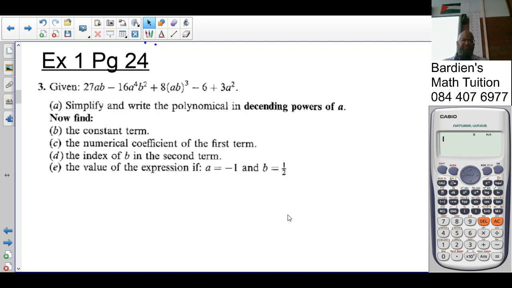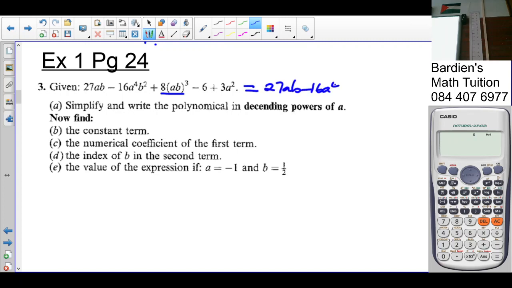So we are given 27ab minus 16a^4b squared plus 8 open brackets ab cubed all cubed minus 6 plus 3a squared. So what needs to be done first here? Brackets. Not so? So that would simply give us 27ab minus 16a^4b squared plus 8a cubed b cubed minus 6 plus 3a squared.